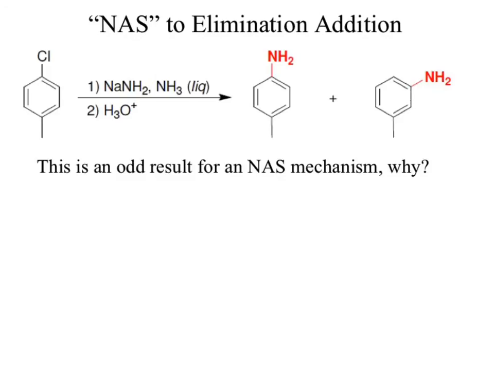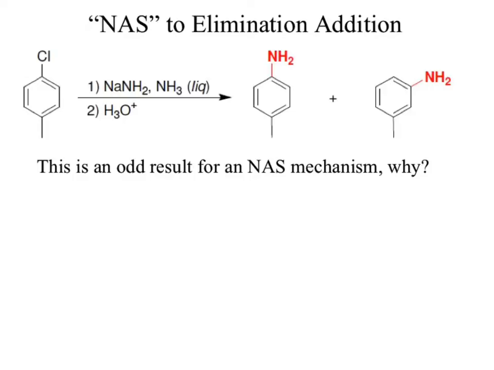So even though for this one here, you showed the NAS mechanism happening for that particular reaction to form that one possible product, it doesn't explain the formation of the other product. So you see the main mechanism is now your benzyne. As soon as you start seeing two products pop up, you're looking at the benzyne.